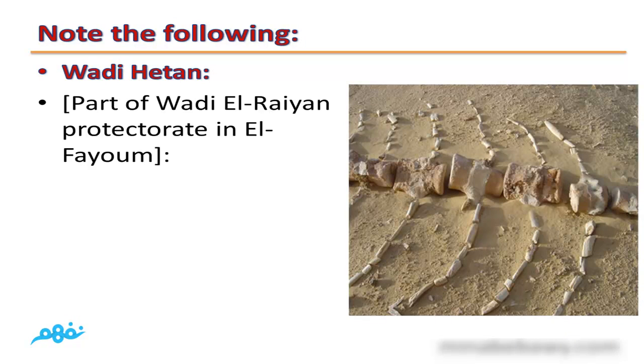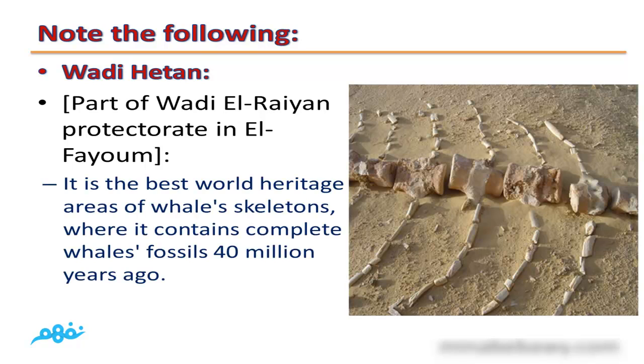Wadi Hitan, part of Wadi Rayyan Protectorate in El Fayoum. It is the best world heritage area of whale skeletons, where it contains complete whale fossils 40 million years old.